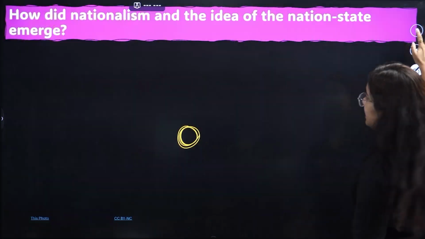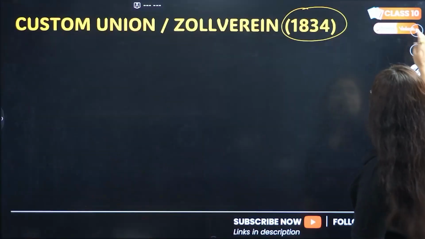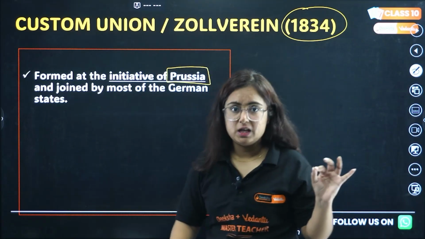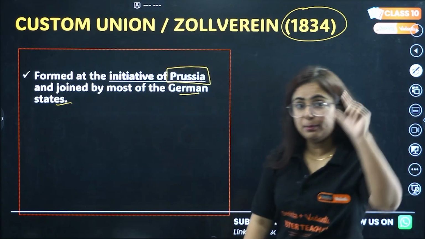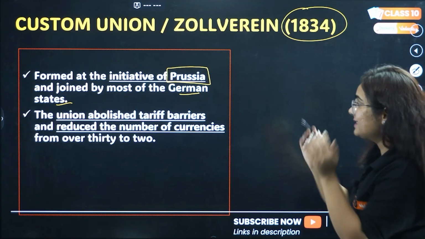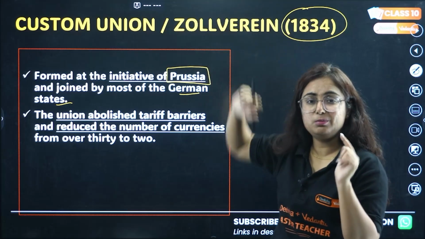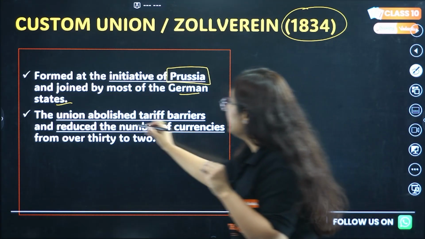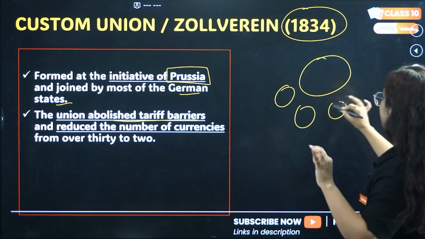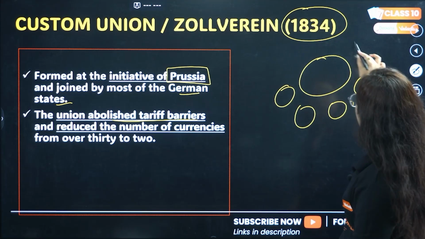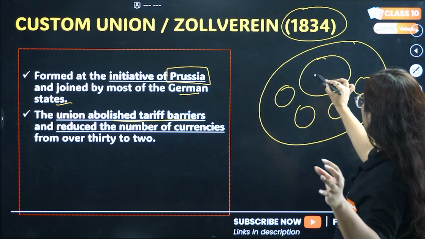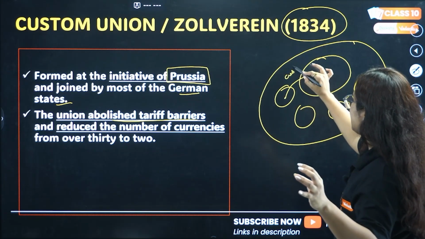Now, if I talk about the Custom Union, in the Custom Union this territory known as Prussia took the initiative and joined most of the German states. Why Prussia? Because it was big, it was powerful. So it joined all the German states and said, let's come together and form a union referred to as the Custom Union. What is the objective of this union? It is to abolish tariff barriers. See, if this is Prussia, these were many German territories. Prussia told everyone, see, we have a common identity, we have a common language. But when we transport one good to another place, we apply custom duty on it.